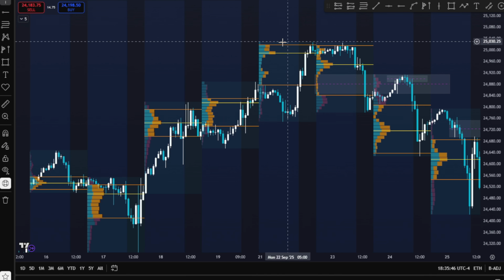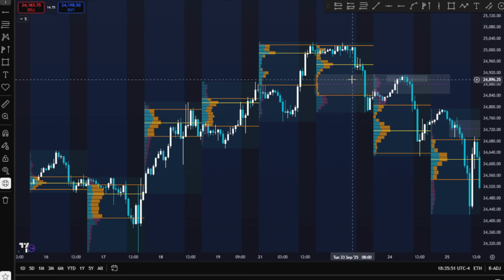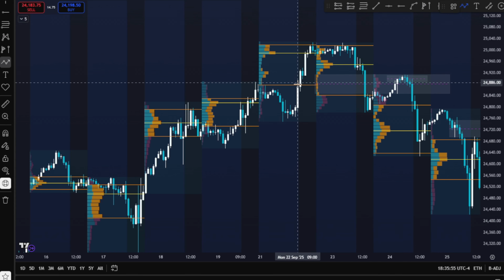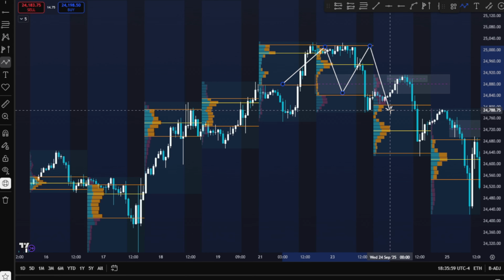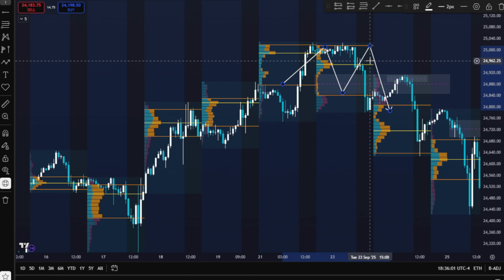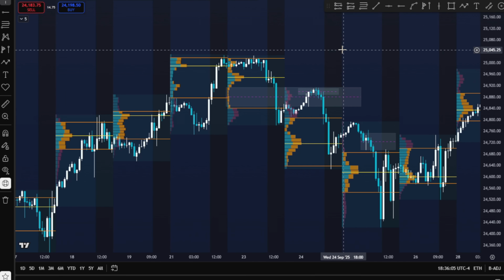Same thing on here. Price spent a lot of time. Once it gets past through it, it's going to want to trade to the other side, right? You can think of it as a ping pong that is going to bounce between this volume profile. Outside, inside, outside, inside. This is how you can kind of gauge where resistance and support is going to sit.